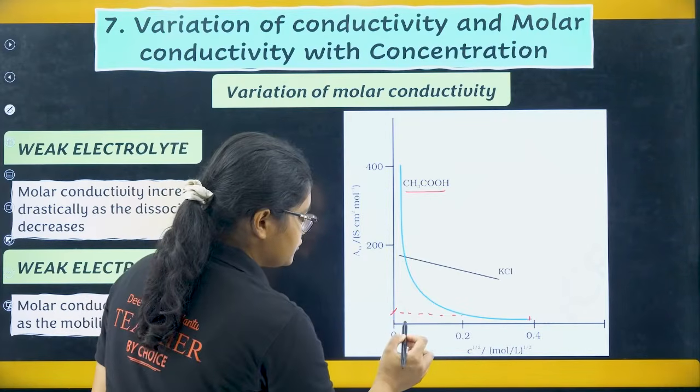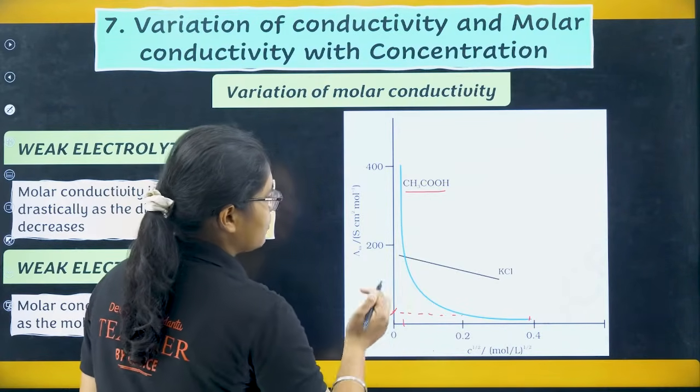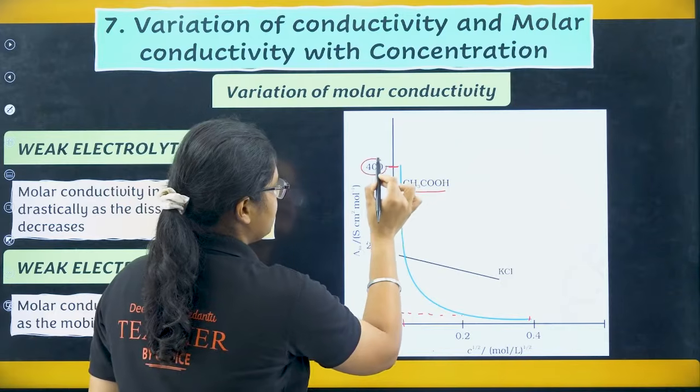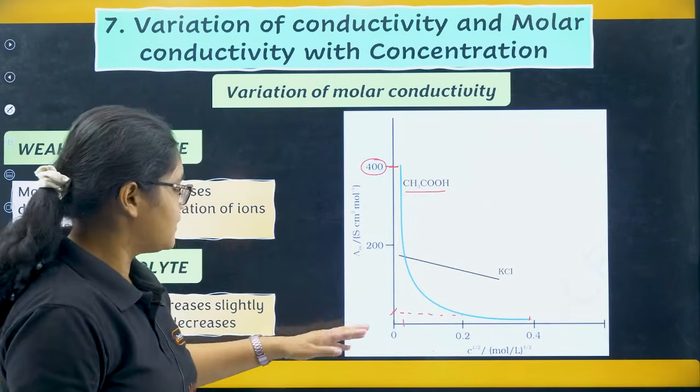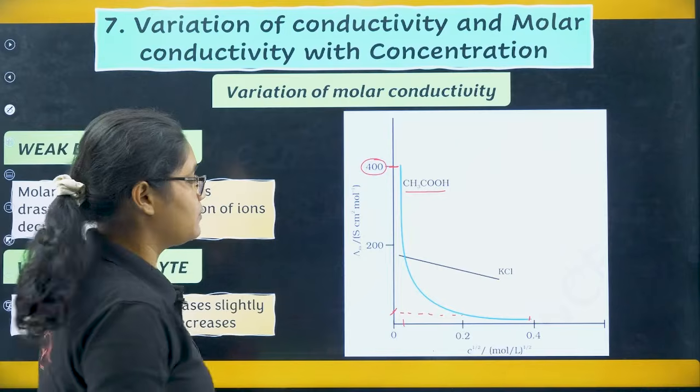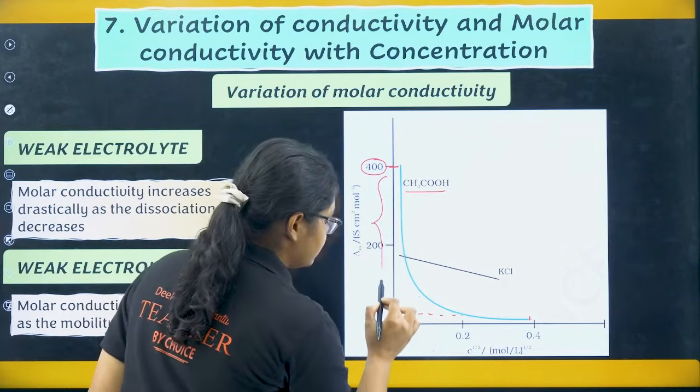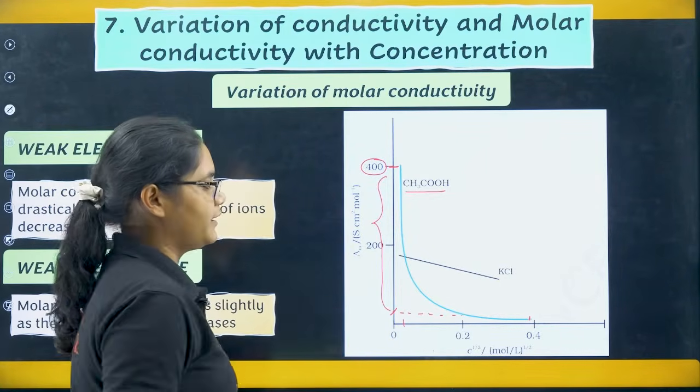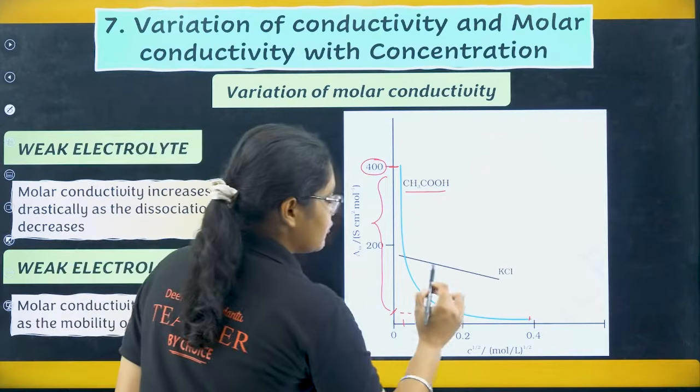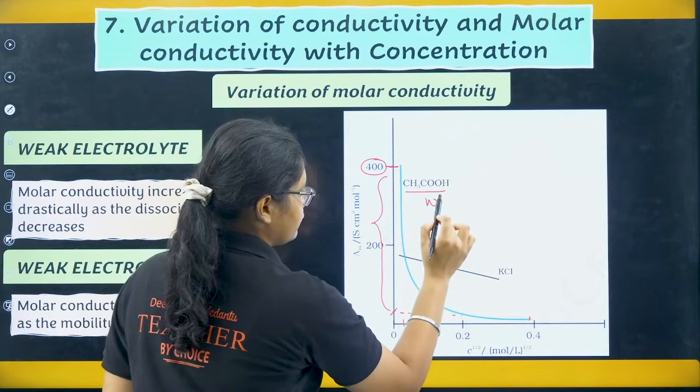But when you start decreasing the concentration, the conductivity increased to somewhere around 400. You can see what the increase is, right? Now, this is for a weak electrolyte.